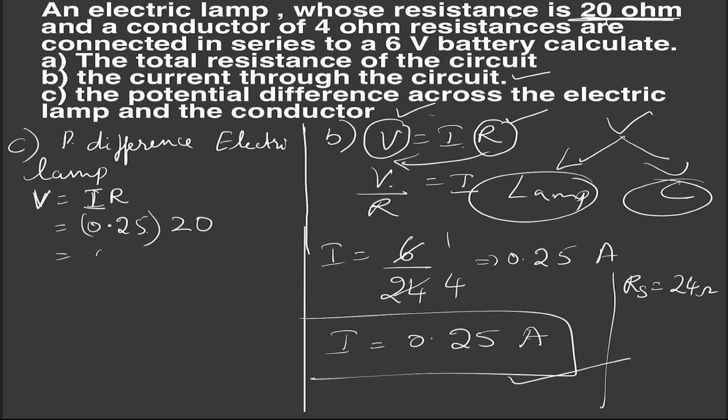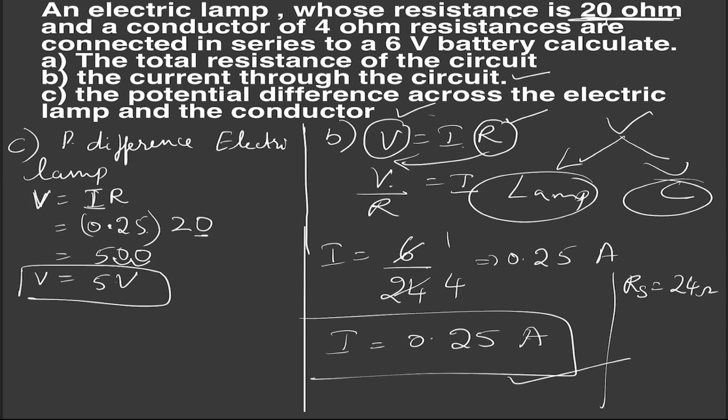So 25 twos are 50. We have one zero here, same zero. After two digits, I have the decimal point, so I will also be shifting it after two digits. So the answer is 5 volt. So this is the voltage across the electric lamp.